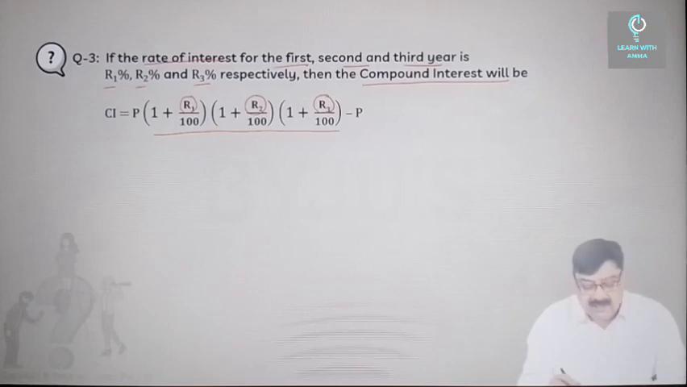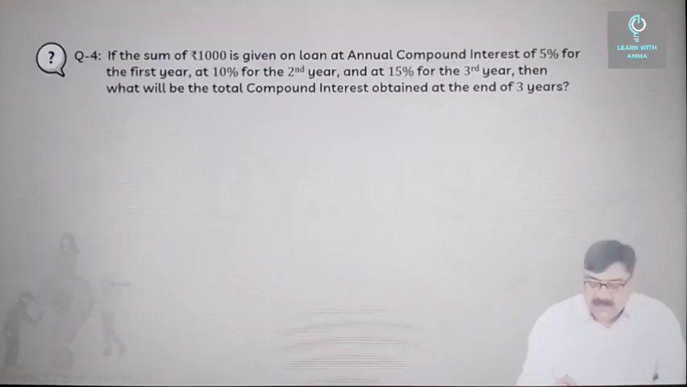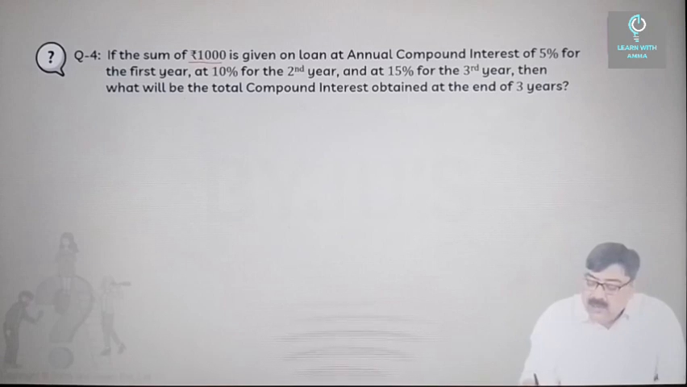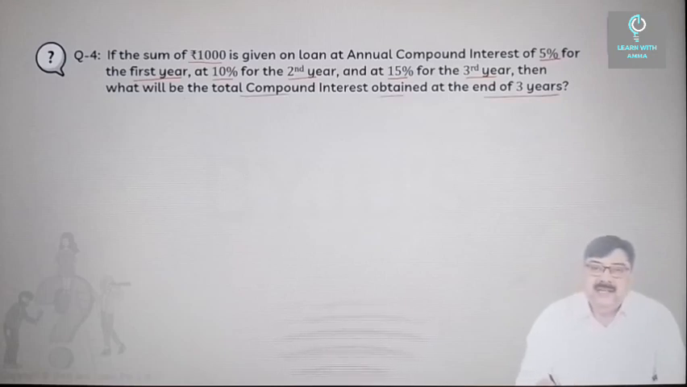And how do we apply this? Let's have a look at the question. Now, if the sum of rupees 1000 is given on loan at annual compound interest rate of 5% for the first year, 10% for the second year, 15% for the third year, then what will be the total compound interest obtained at the end of 3 years?